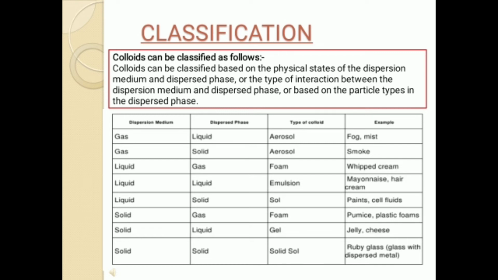Solid and gas becomes foam, and the examples are pumice and plastic foam. Next, solid and liquid becomes gel. Jelly and cheese are the examples. Now the last, solid in solid becomes solid sol. Its example is ruby glass. One thing we know is that gas as a dispersion medium with gas as a dispersed phase are not combined together because there is no such reaction between them.